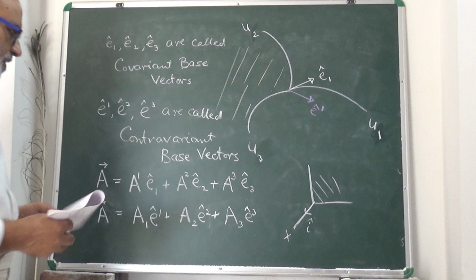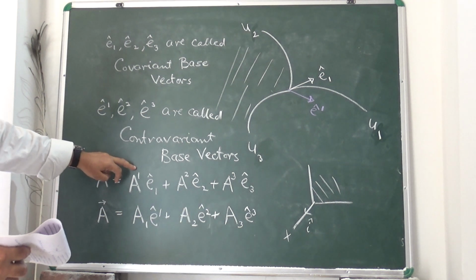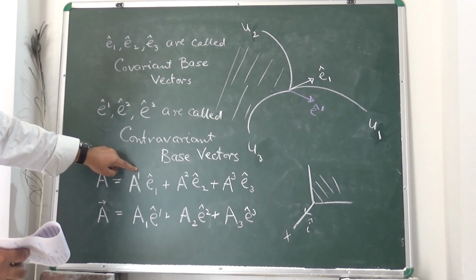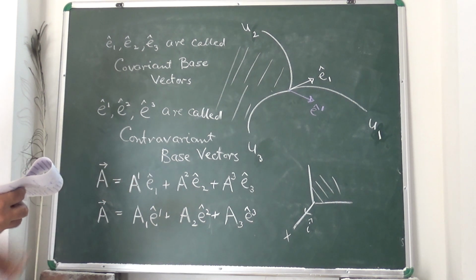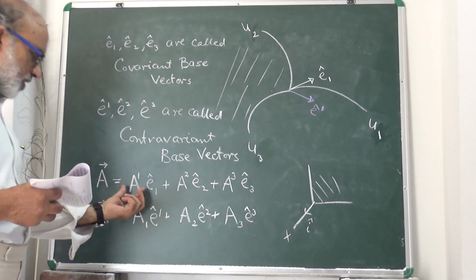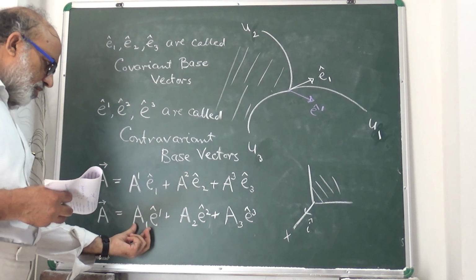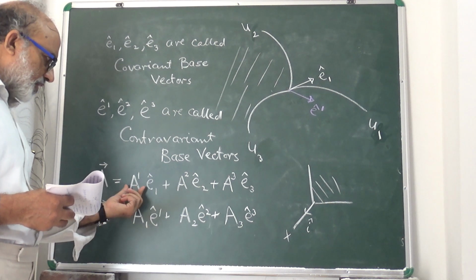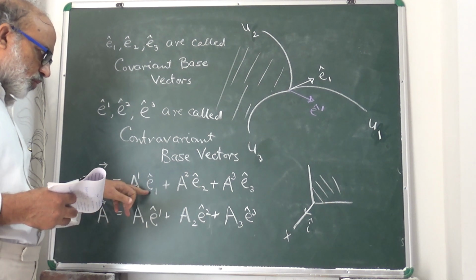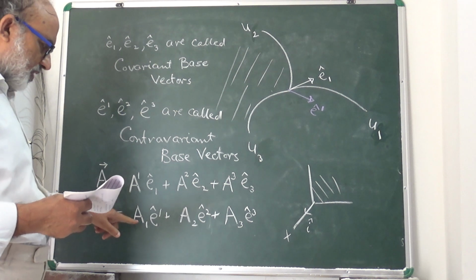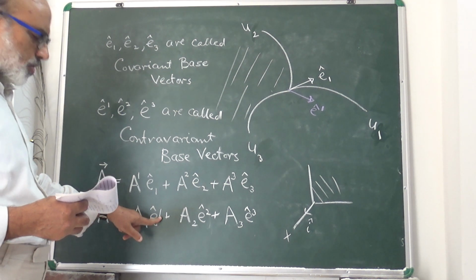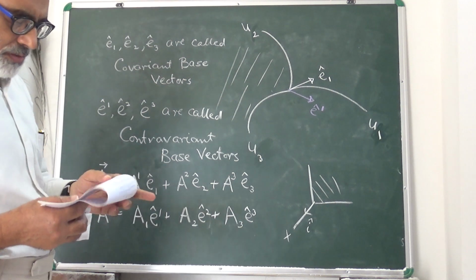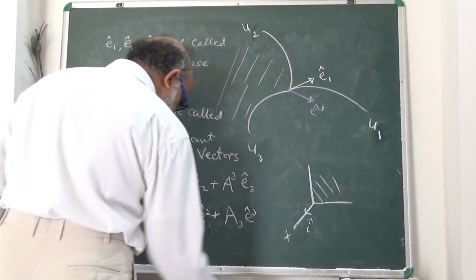Remember that for one of the components, one is a superscript and the next one is a subscript. So these are called contravariant components and these are called covariant components. The contravariant components are expressed in terms of covariant base vectors, and covariant components are expressed in terms of contravariant base vectors.